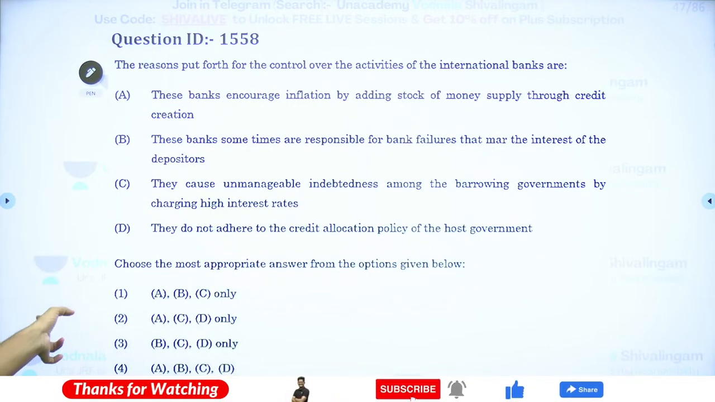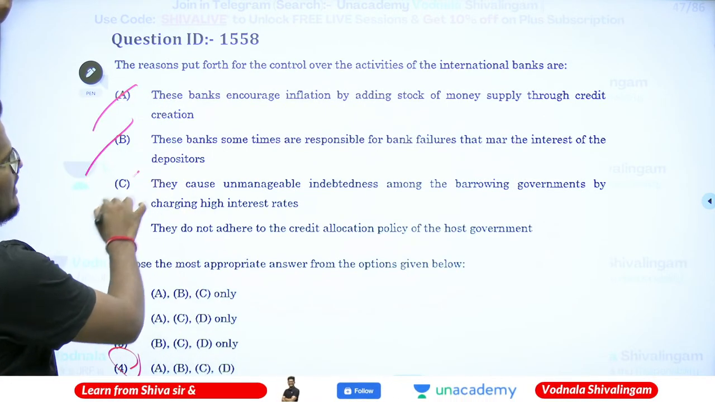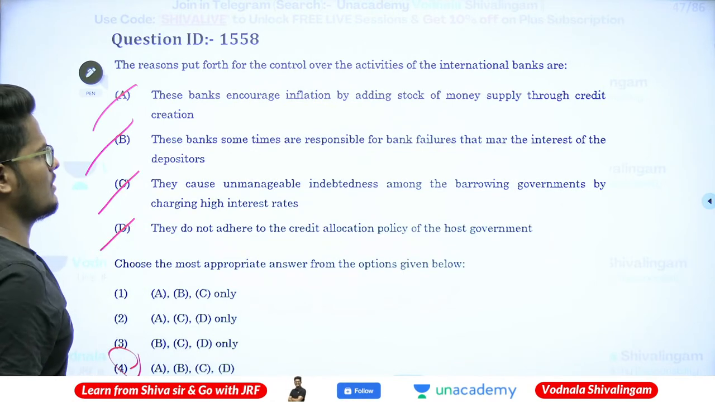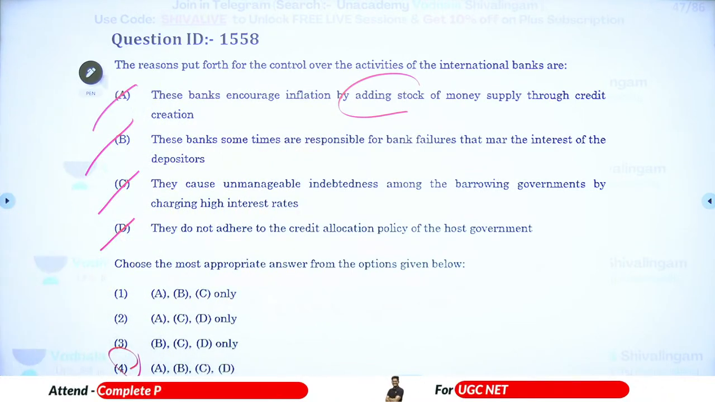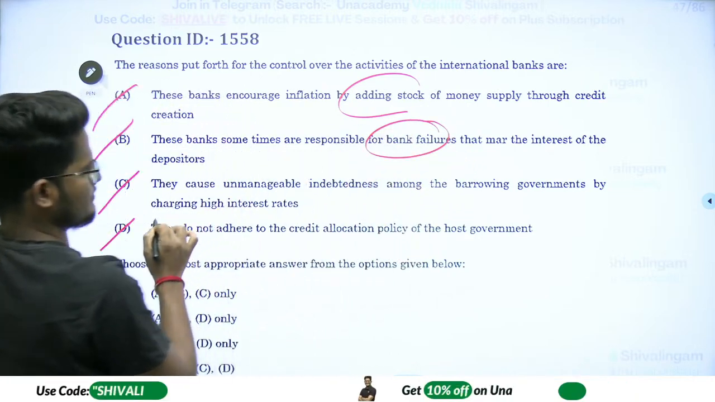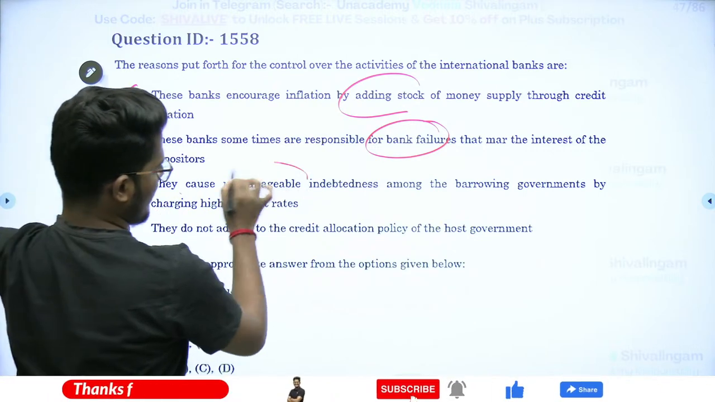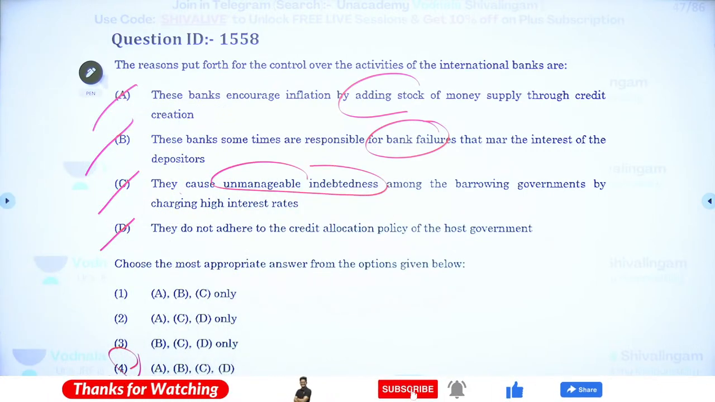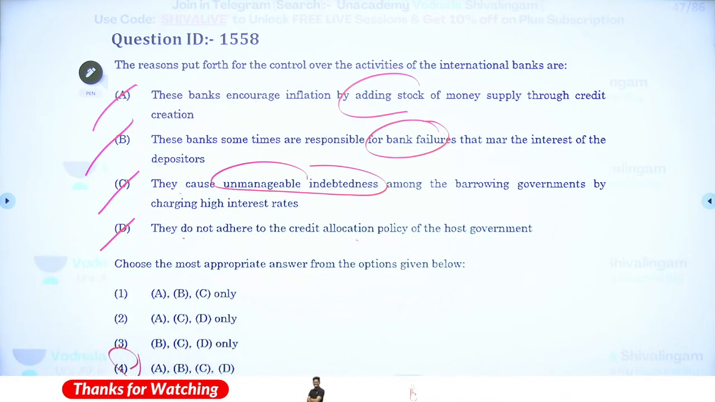So the answer will be option D, D is the given answer, A, B, C, D. All of these come under the control activities of the international banking only. Encourage the inflation by adding to the stock of money supply through credit creation. And these banks are sometimes responsible for bank failures also. At par the interest rate of the depositors. And unmanageable indebtedness also, and they do not adhere to credit allocation policy of the host government.